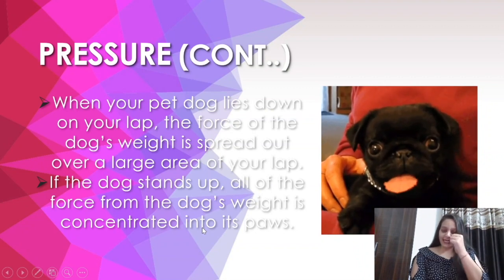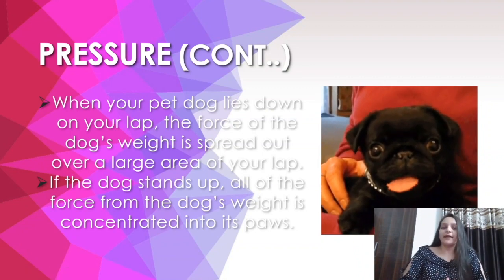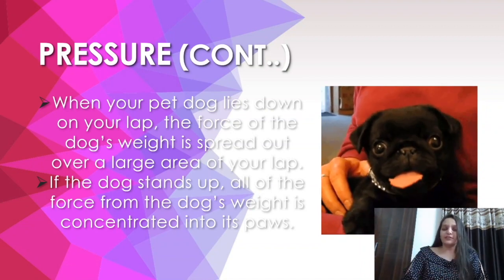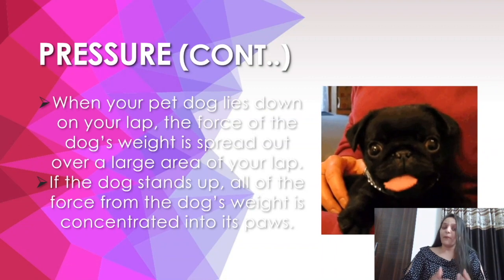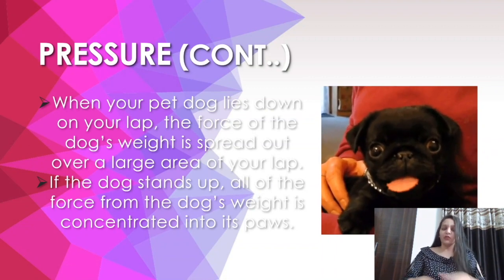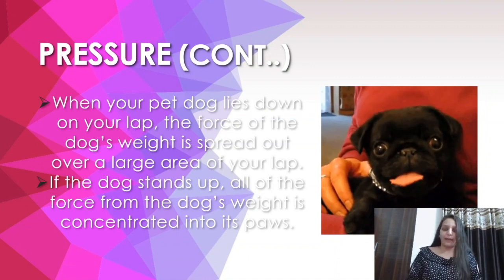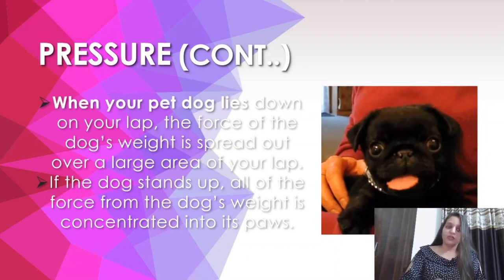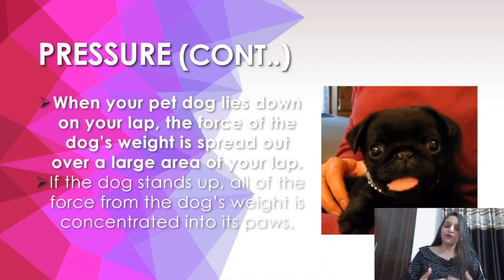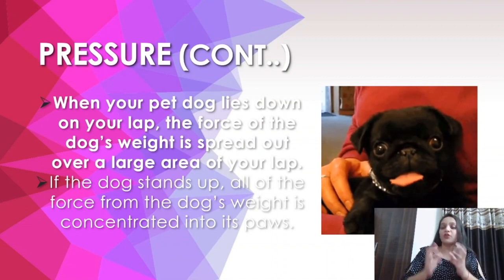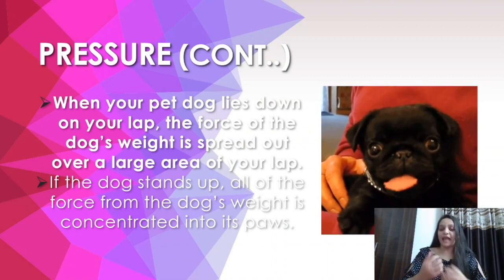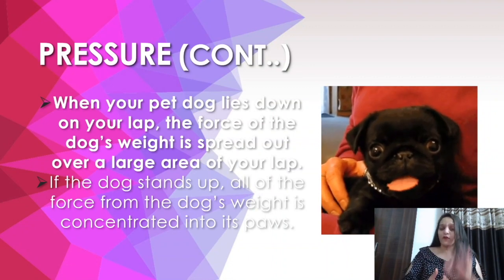Now, let's take a case. Let's say you have a pet in your home, and your pet sometimes comes into your lap and sits over it. In the first case, when your pet dog is lying down on your lap, the force of the body of your pet dog is spread out over the large area of your lap. Now, let's say your pet stands up. What will happen? At that time, you will start to feel more force, more pressure, and this is because the weight of the dog, the force acting on your body because of the body of your puppy, is now concentrated onto its paws.